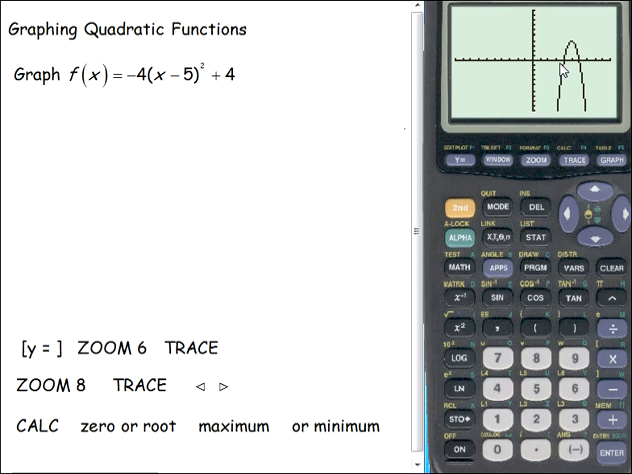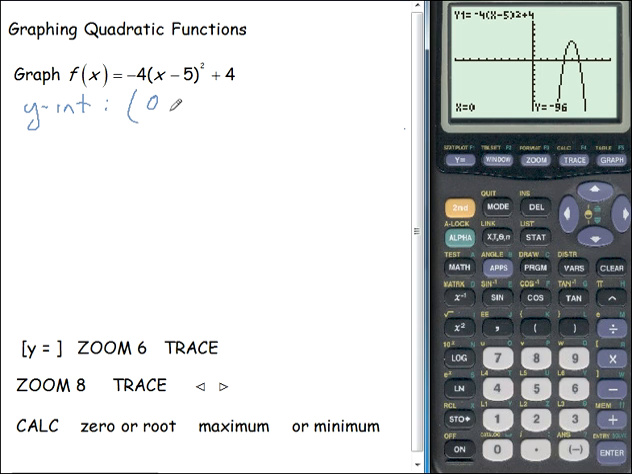If I hit trace right now in this window or in the zoom 8 window, it is going to give me my y-intercept. And so I know my y-intercept right now, and I'll write that down. The y-intercept is (0, -96).